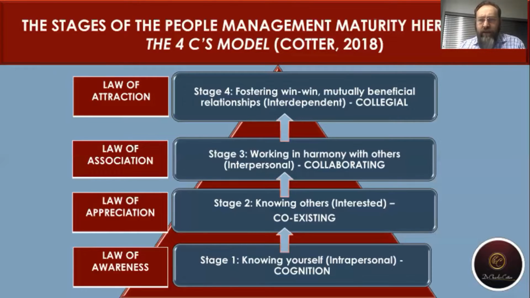Once you've mastered that, you can then upgrade to level 2, which is knowing others, being interested in others. And this, unlike cognition, is a higher order kind of maturity because it speaks to the ability to coexist. And the corresponding law is the law of appreciation. So we're not at a level 3 or 4 where we are working in collaboration or we have collegial working relationships. The fact is we are coexisting. I don't necessarily have to like you, but as long as I show respect and tolerance and appreciation for the fact that maybe we have a different culture, then I think it's very important that you master that.